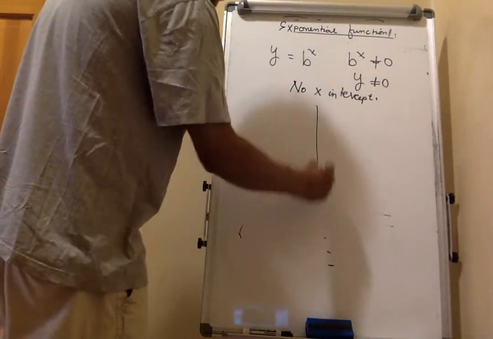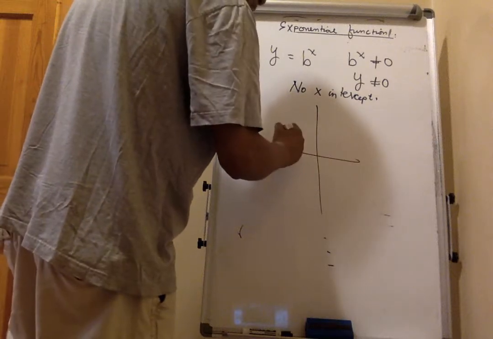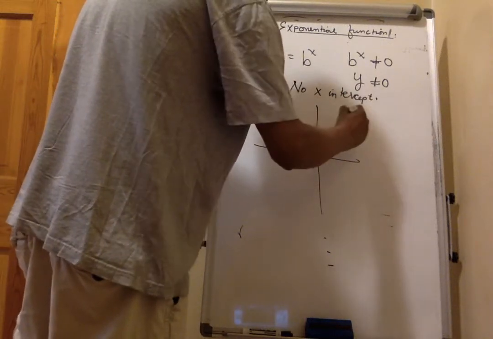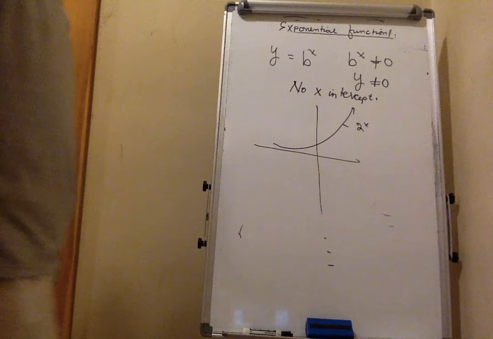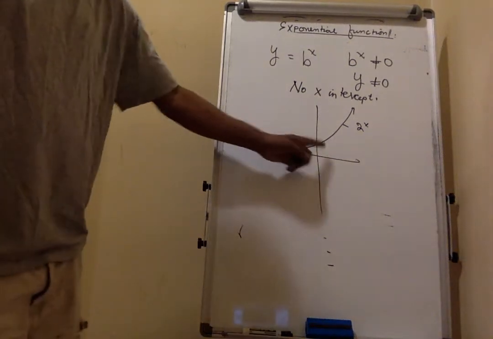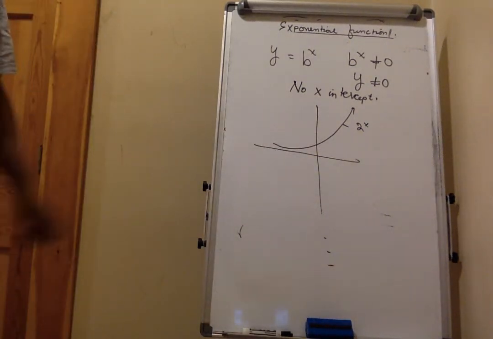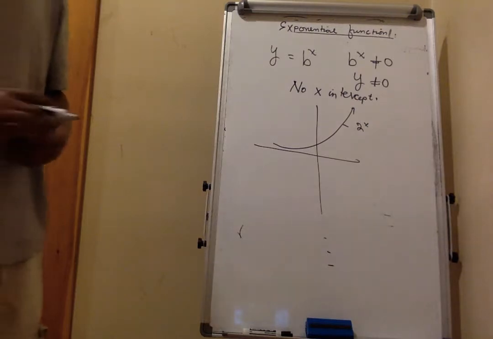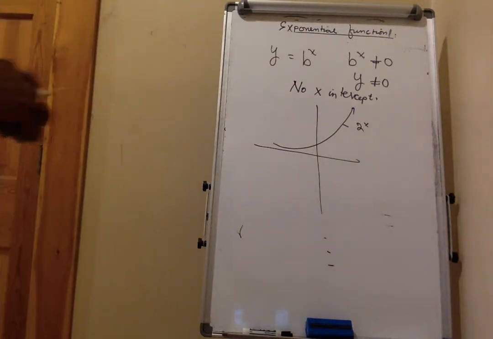And as you can see, the graph of y is equal to 2 to the x has a y-intercept, but there is no x-intercept. The same also goes when it is declining. And this is true of all exponential functions, but their transformations we're going to talk about also.